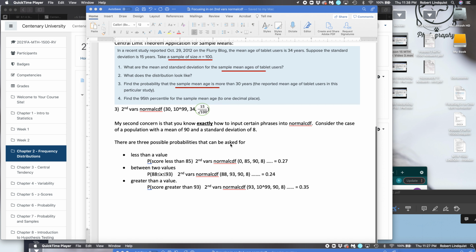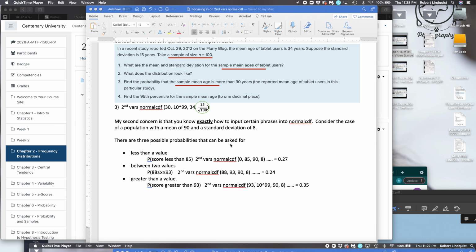All right, my second concern is that you know exactly how to input certain phrases into normal CDF. For example, we're going to consider the case where a population has a mean of 90 and a standard deviation of 8. There are three possible probabilities that the question could ask for. The first is, what's the probability that it's less than a particular value? The second is, what's the probability it's between these two values? And the last is, what's the probability that it's greater than a particular value?